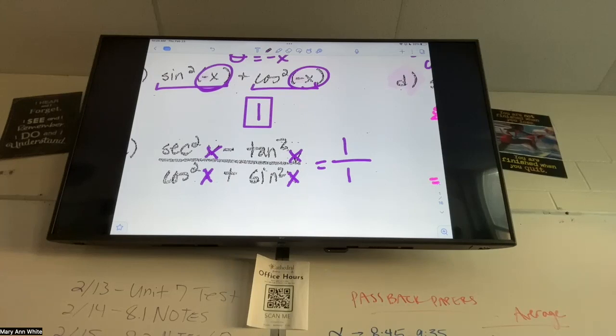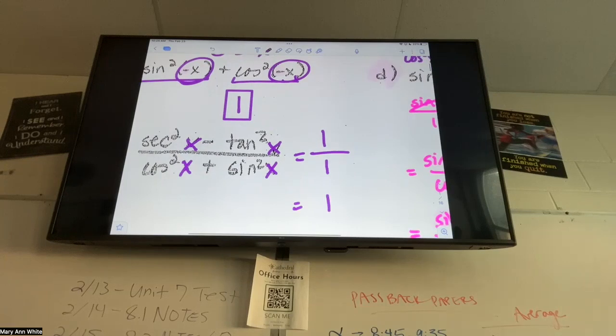Because it said it on the sheet. Well, it doesn't actually say cosine squared plus sine squared. It says sine squared plus cosine squared. Does anyone remember what that property is when, in addition, it doesn't matter which one you say first or second? Commutative. Commutative, very good. What's 1 over 1? 1. Wow, those were some easy problems.